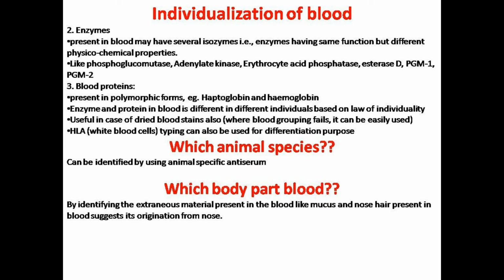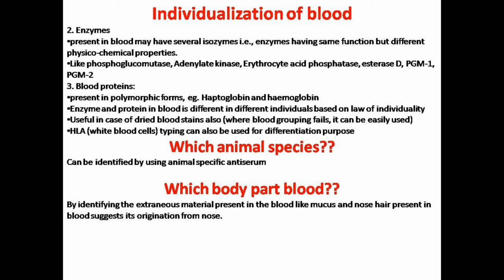Likewise, there are certain blood proteins which are also present in polymorphic forms, like haptoglobin and hemoglobin. So these enzymes and proteins give a blood group individuality. Every individual has a different kind of blood, which can be useful for identifying the criminal at the crime site.